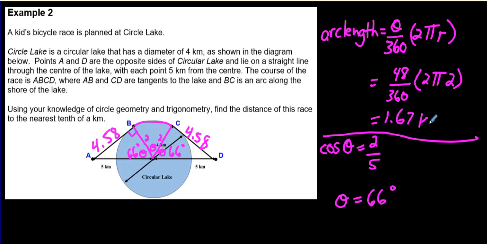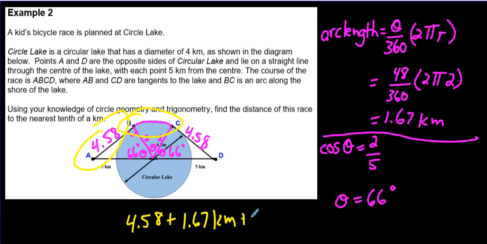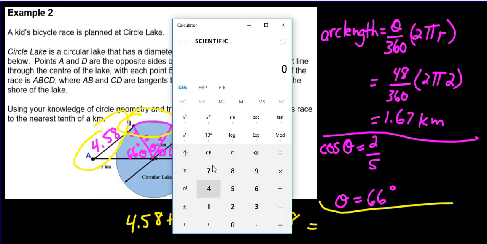1.67, and that's kilometers. Now all we have to do for our final answer is take 4.58, because that's the distance from A to B. Then B to C is 1.67 kilometers. And then 4.58 kilometers again. I don't know why I wrote kilometers there, because that is not very consistent. Our final answer should have kilometers in it, and let us do that right now. So 4.58.